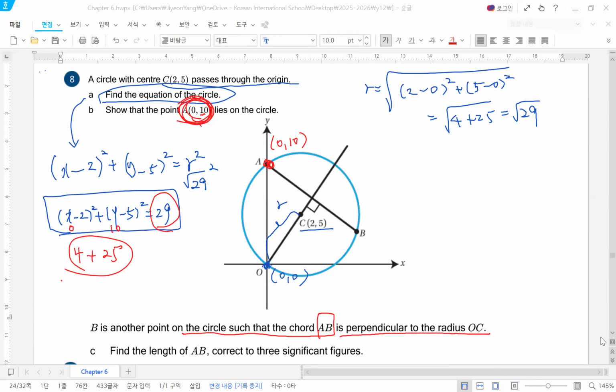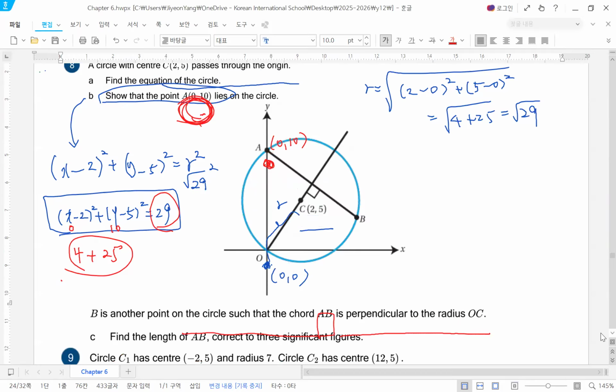How did we prove it lies on the circle? We substitute those values into the equation, Angus. You see the red marks? That's question B. We put 0 onto the x.